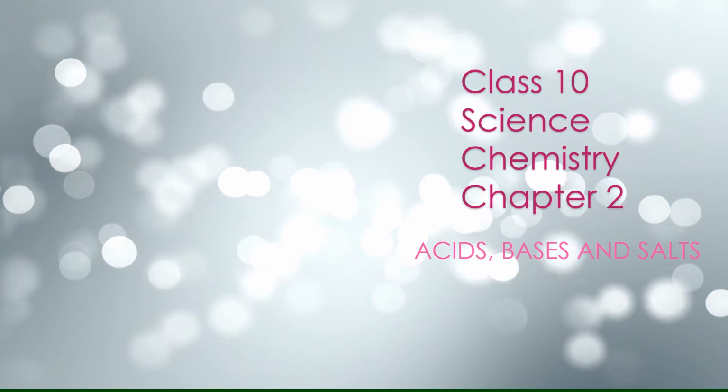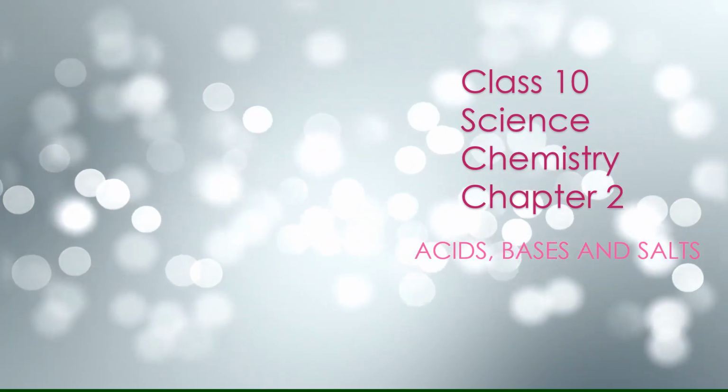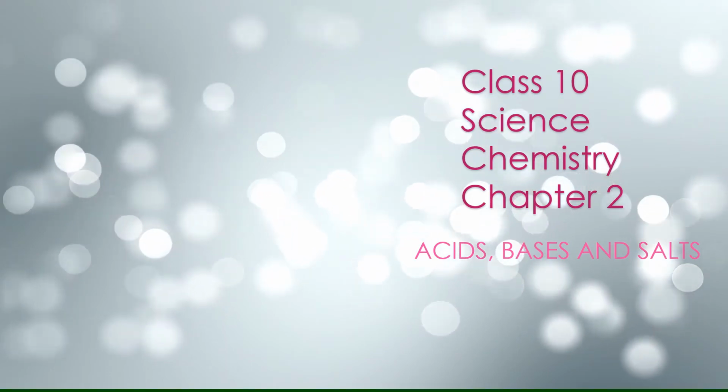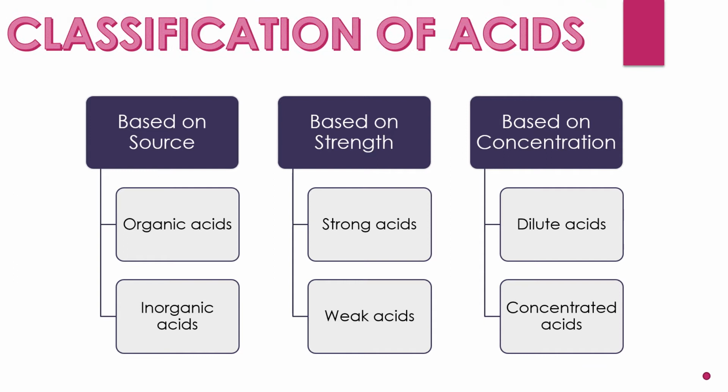Hi students, today let us start with chapter 2, acids, bases and salts. In the previous class, we have studied about the indicators, how they help us to identify the acidic or basic nature of a solution. Today, let's learn about classification of acids.